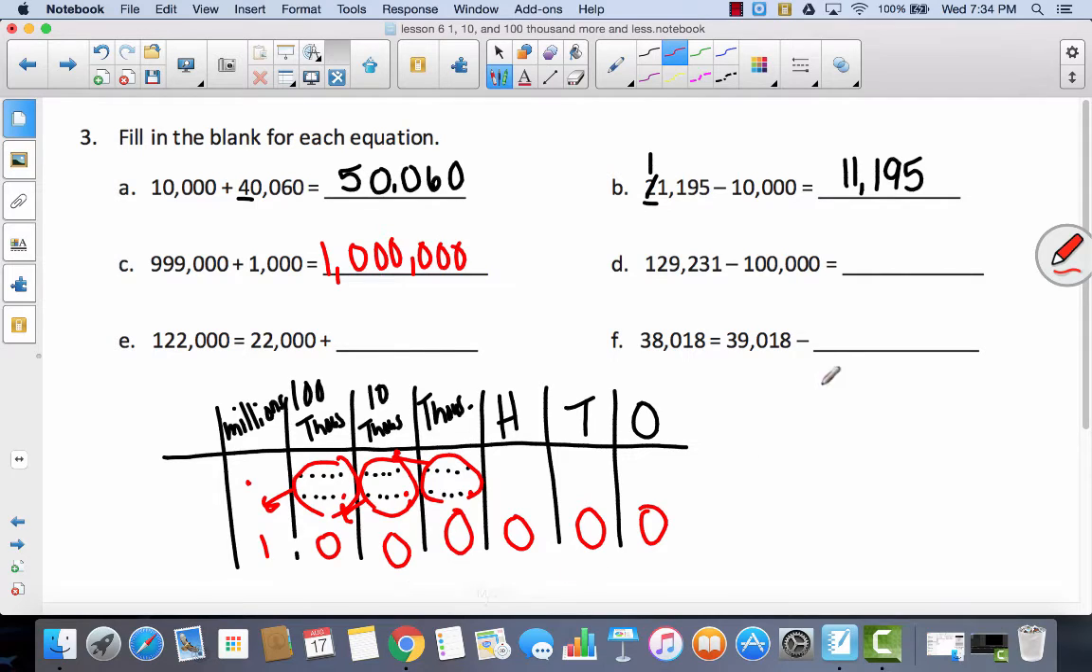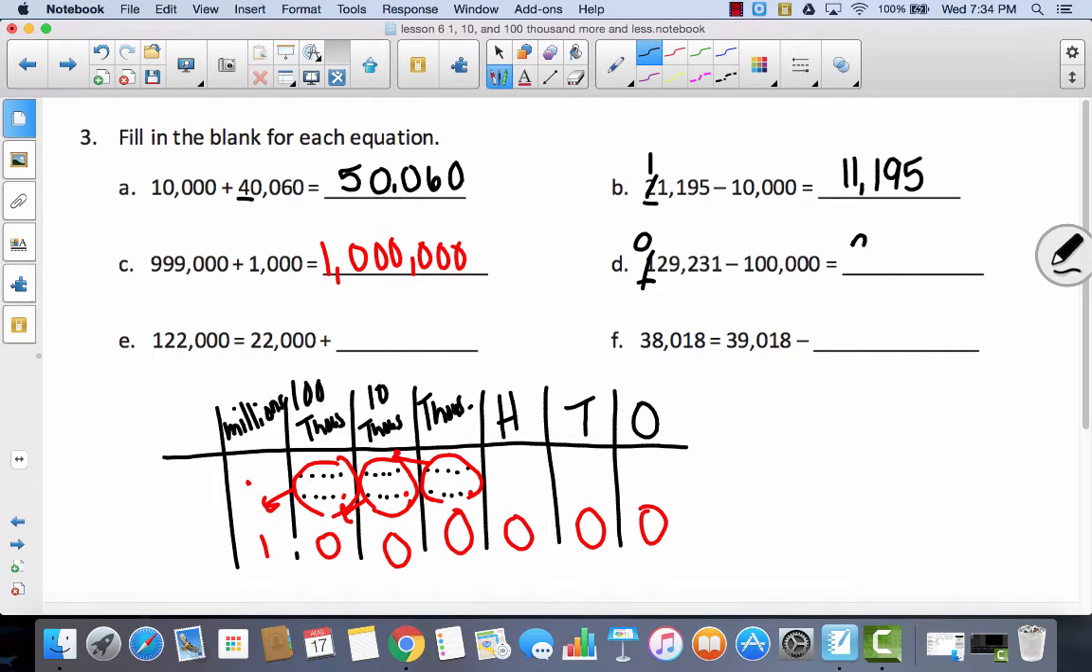Okay, let's take a look at D. D is a little bit simpler. So again, we're going to take a look at our symbol here. Our symbol says minus. So that means I'm going to take away 100,000. So which of these digits is in the 100,000s place? Well, that would be the 1, right? So if I take away that 1, I'm going to be left with no 100,000s. So I could write this number with a 0 here. But usually when there's a 0 here, we leave that blank and we just go with the 10,000s.